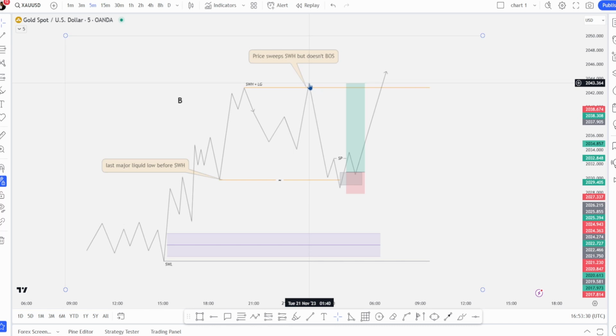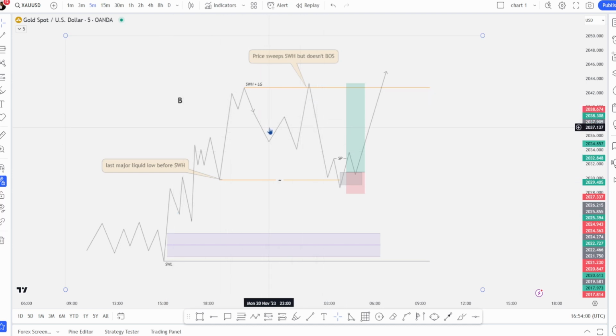So let's cover the key points here. We need to see a clear sweep of the swing high without a break of structure. We are then looking for price to pull back to the highest point or the highest low, for example, of pre-existing liquidity within the range. So it needs to be created during the swing range movement itself, not once the swing range movement has been created.